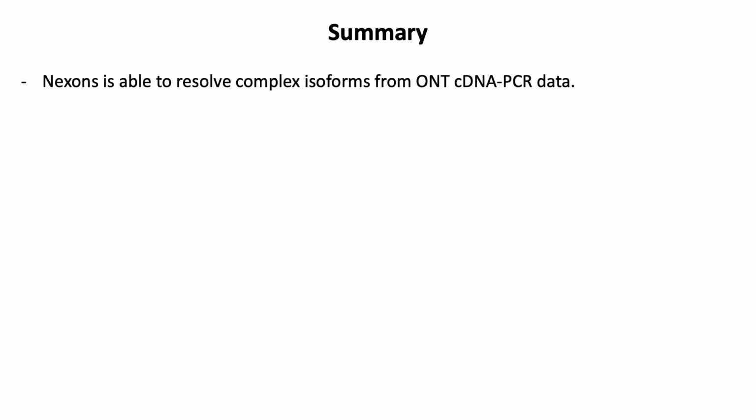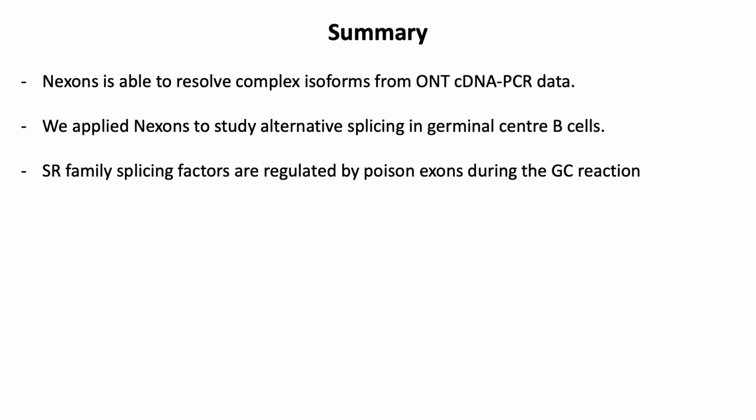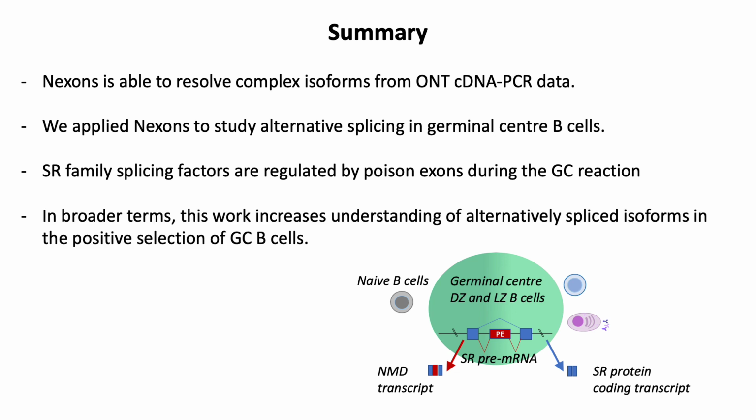In summary, today in my talk, I was able to show that Nexons can resolve the complex isoform structures from nanopore long-read data, and we applied Nexons to study alternative splicing changes in human germinal center B cell populations. We showed SR family members are post-transcriptionally regulated by poison exons during the germinal center reaction. Overall, we expect to have a deeper insight into alternative splicing isoform regulation during the positive selection process by using this tool.